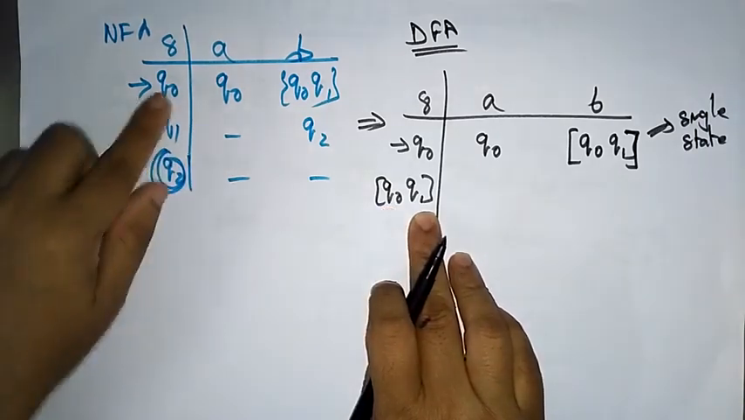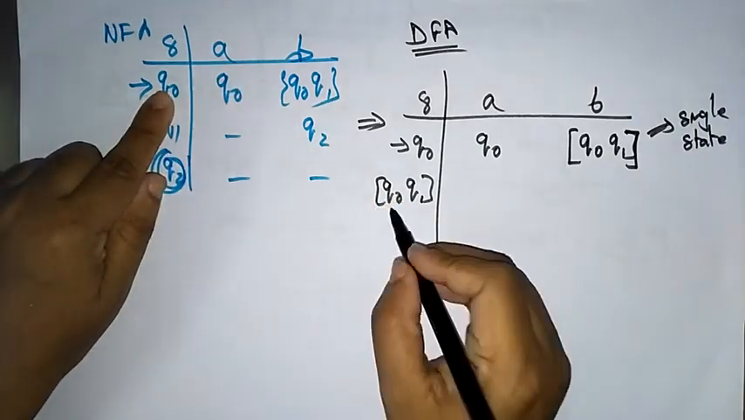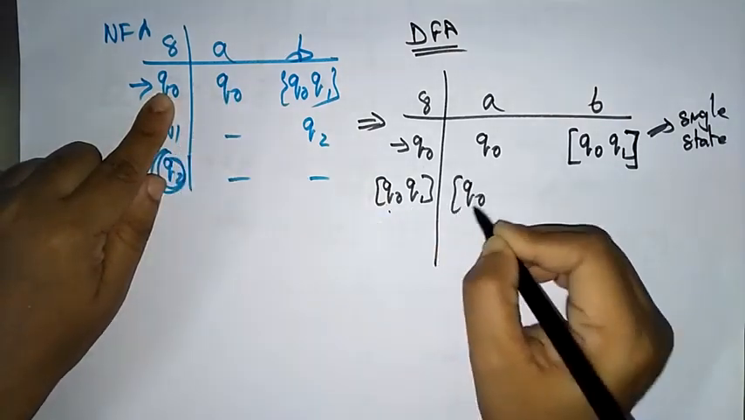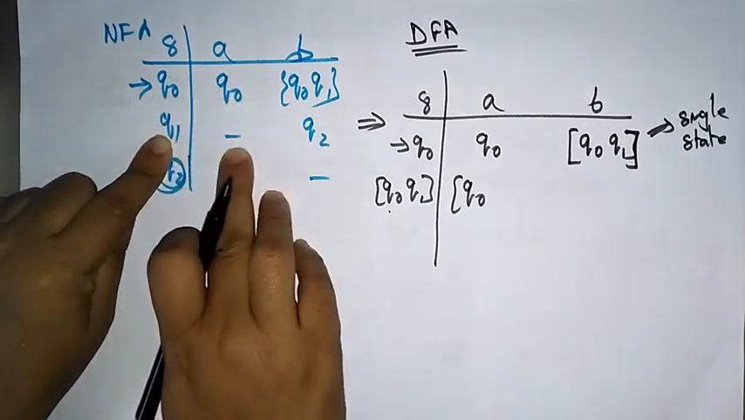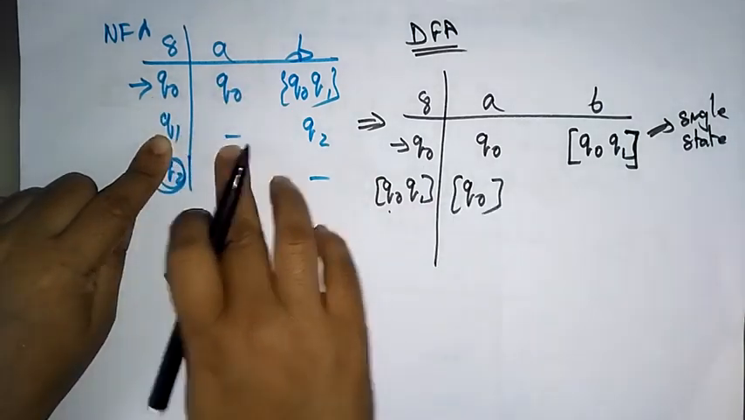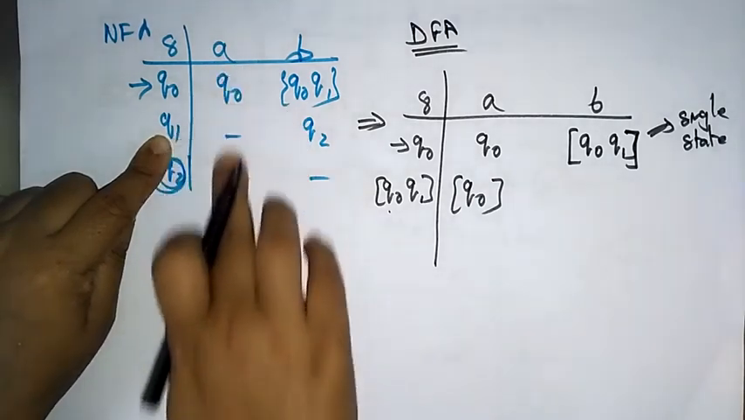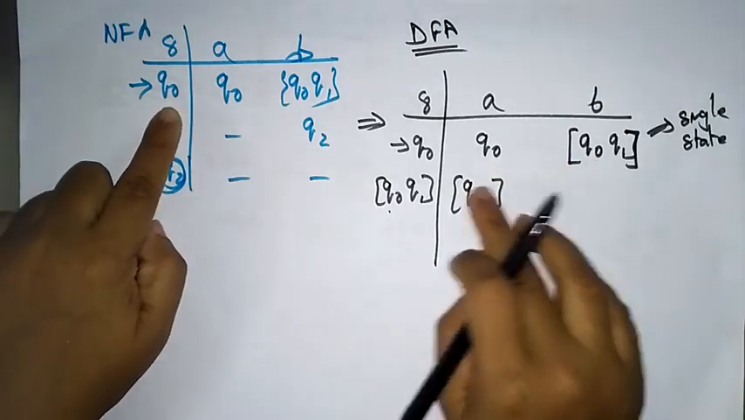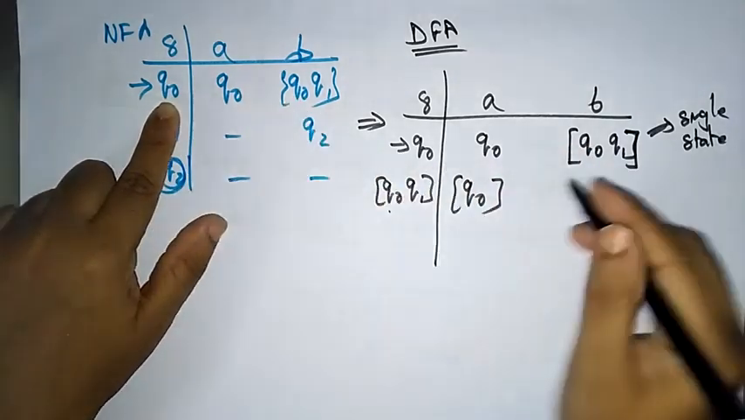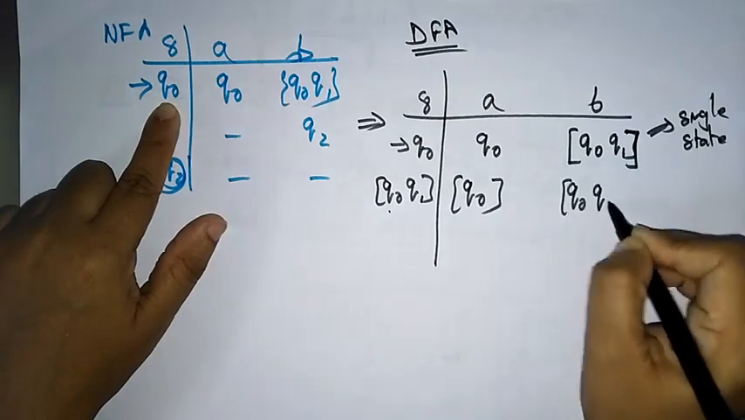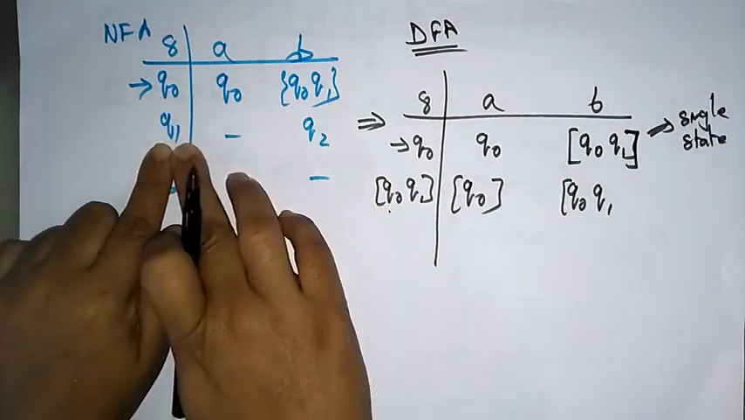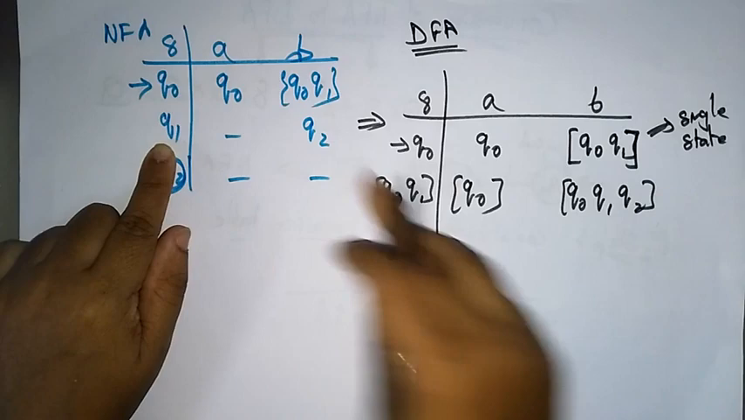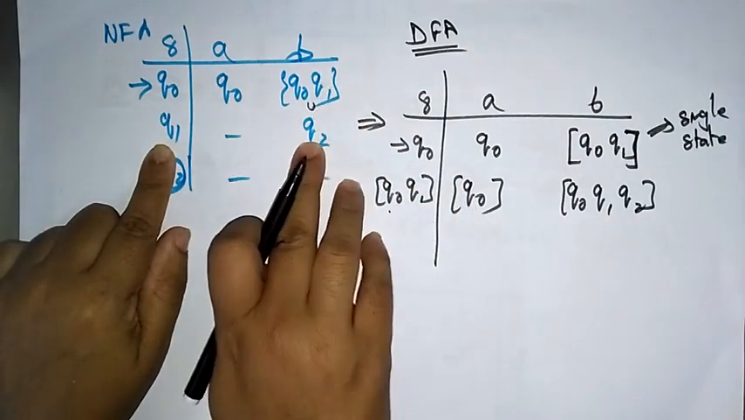Now check Q0 on A. First check with Q0, next Q1. Q0 on A goes to Q0, and Q1 on A, nothing is there. If something is there, you have to take the union. Now coming to B. Q0 on B is Q0, Q1 and Q1 on B is Q2. Taking the union, it is Q0, Q1, Q2.